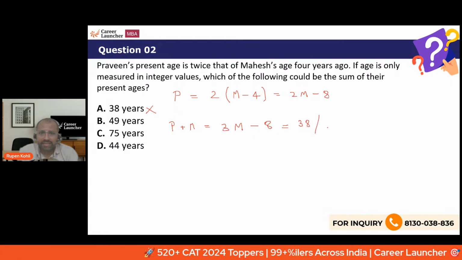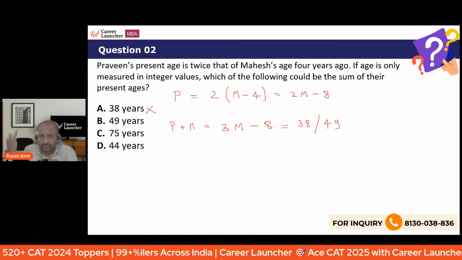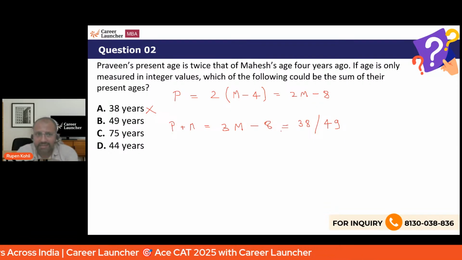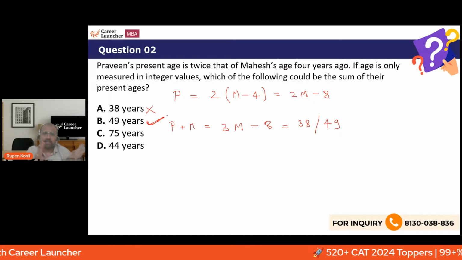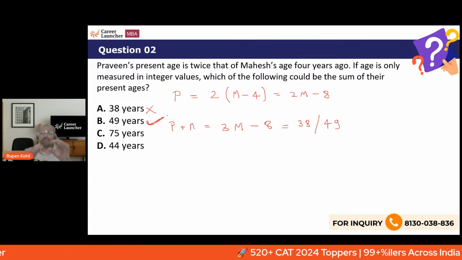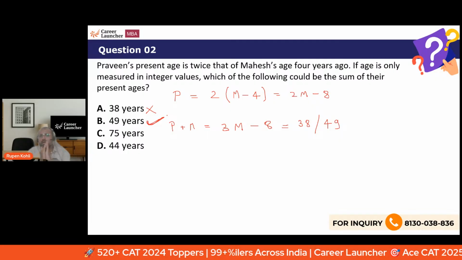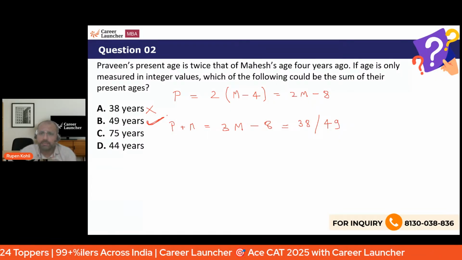What if it is 49? 49 plus 8 is 57. Yeah, 57 would work. That's the answer. Right? That is the answer, because at 49, if the sum is 49, then from the equation we are getting an integer value of M, and that works. Right? So therefore, pretty straightforward, pretty simple.